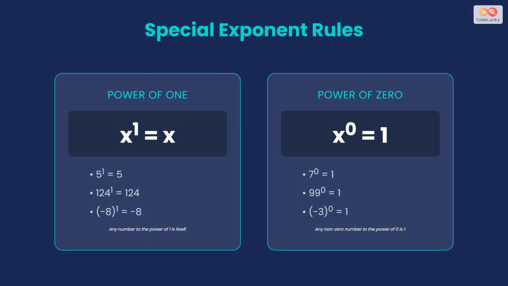There are 2 special rules you should memorize to save time. First, any number raised to the power of 1 is just that same number. For example, 5 to the first power is 5. Second, any non-zero number raised to the power of 0 is always 1. It doesn't matter if the number is 7, 99, or -3. If the exponent is 0, the answer is 1.